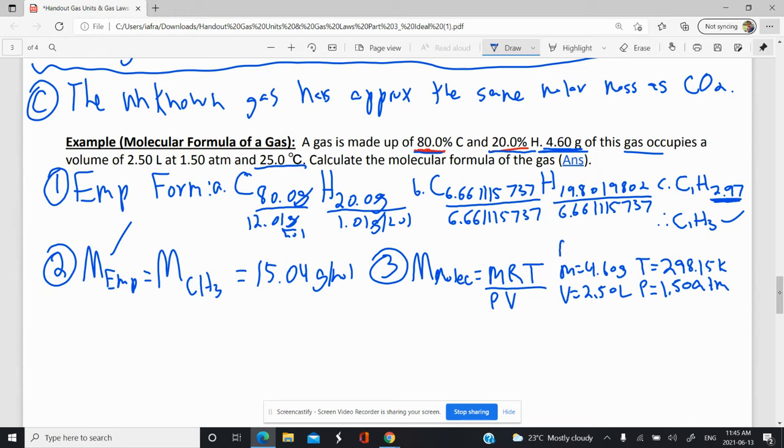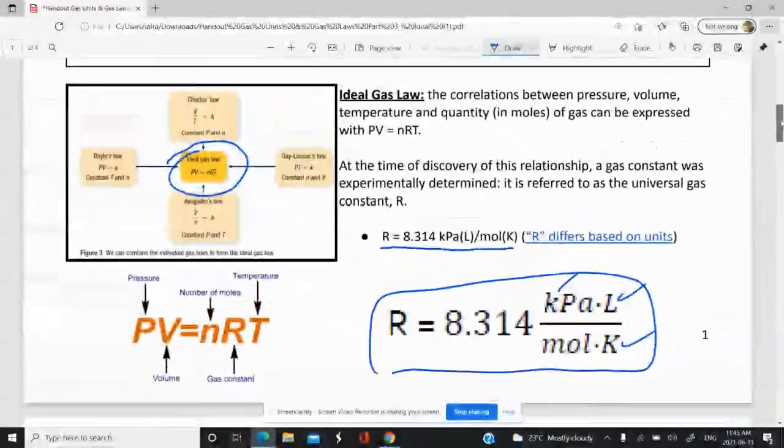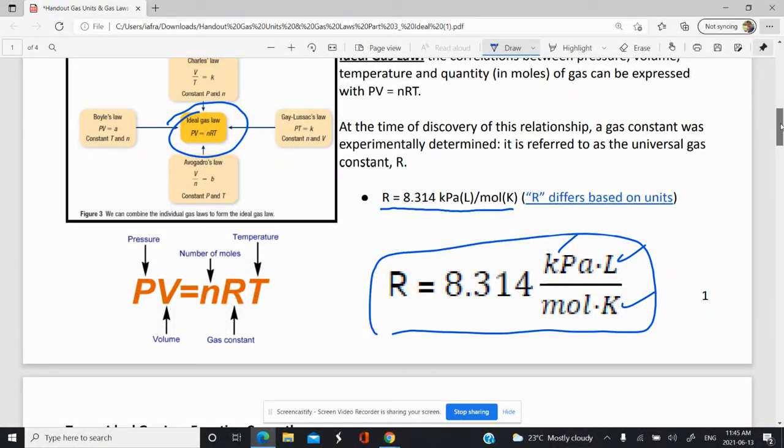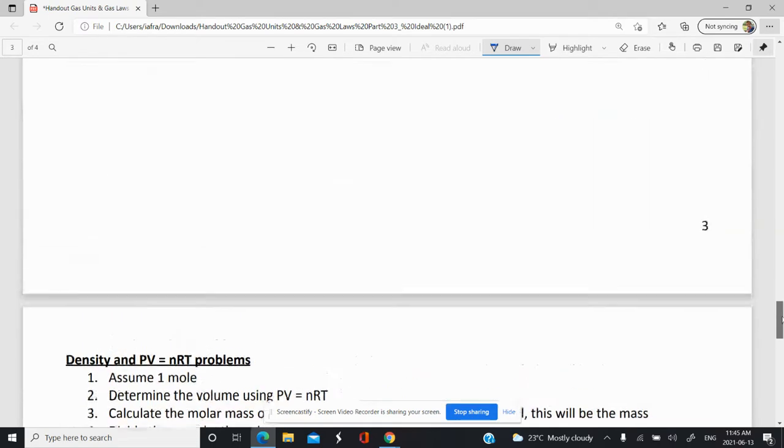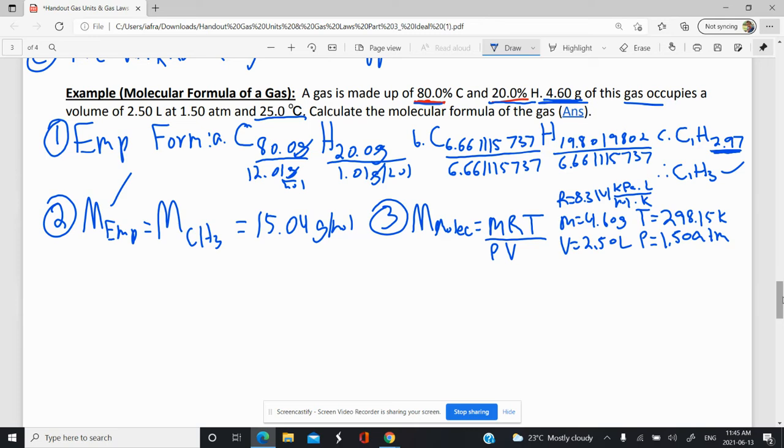So remember, we need R. R is equal to 8.314, with units of kilopascals liters per mole Kelvin. Okay, that's the unit that we've been using all along for the R constant. So that means that the pressure we need to use has to be in kilopascals, not atm. So there's 2 things we could do.